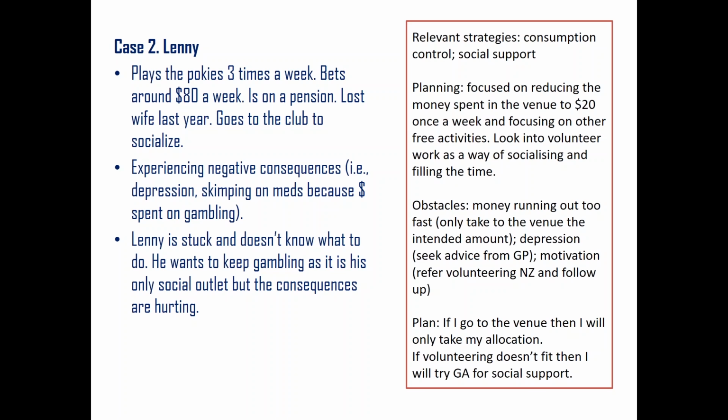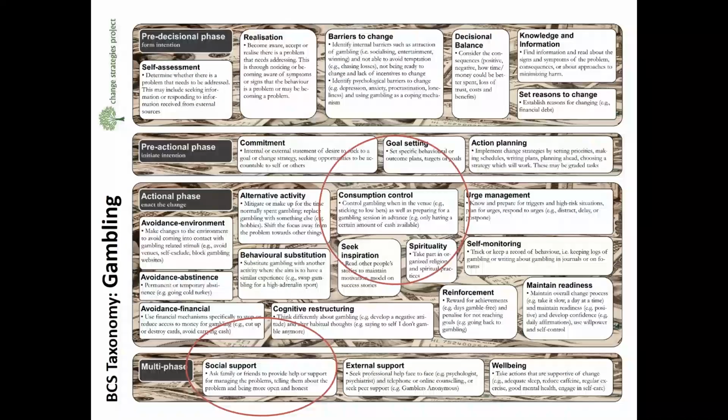So that's a pretty regular sort of occurrence, that people won't spend money on medication. It's not that they won't, but they'll spend it on gambling first, and then they won't have the money to purchase what they need. So Lenny is stuck. He just doesn't know what to do. He wants to keep gambling as it's his only social outlet, but the consequences are really hurting him now. So if you think about the strategies that we talked about before, you've got this range of different things. He wants to keep gambling, but he doesn't really want to keep having the harms, and he needs some sort of social outlet.